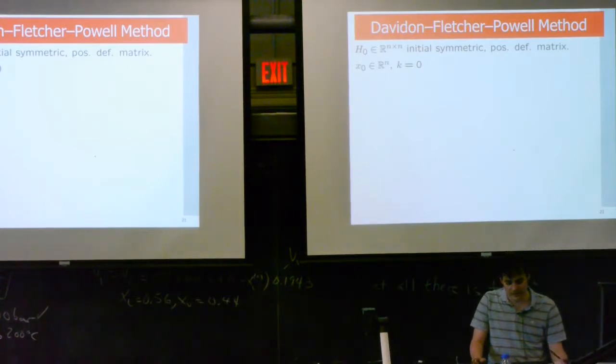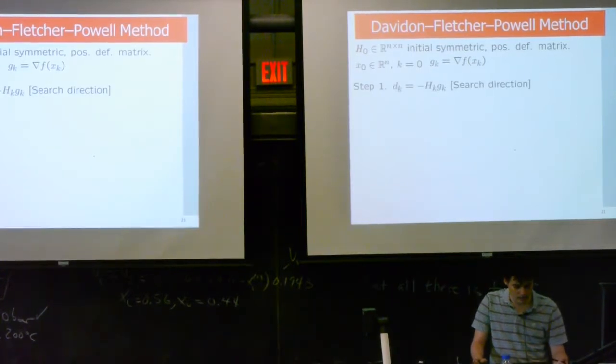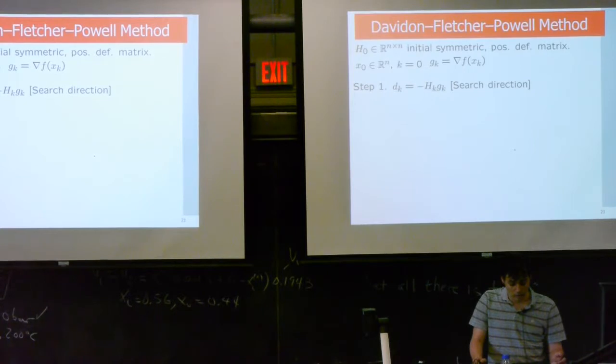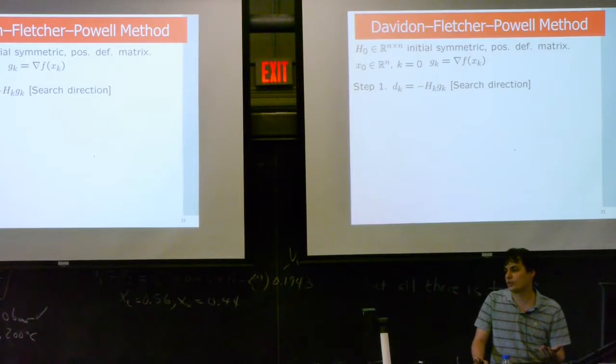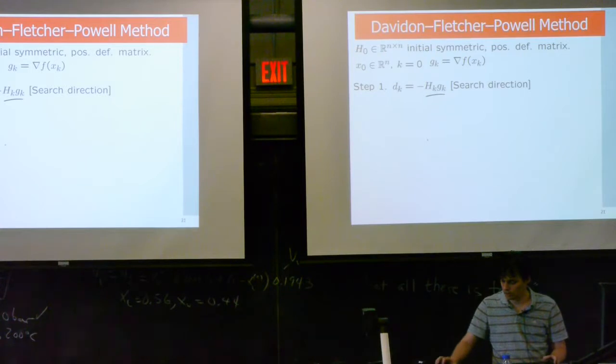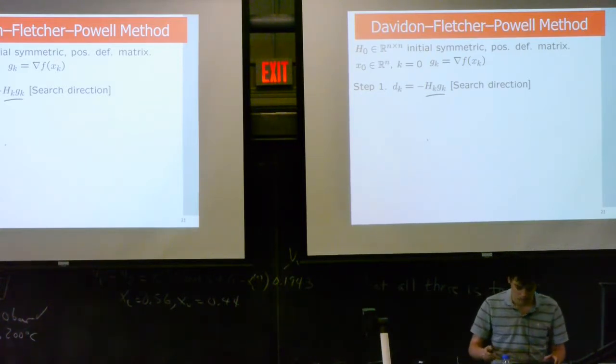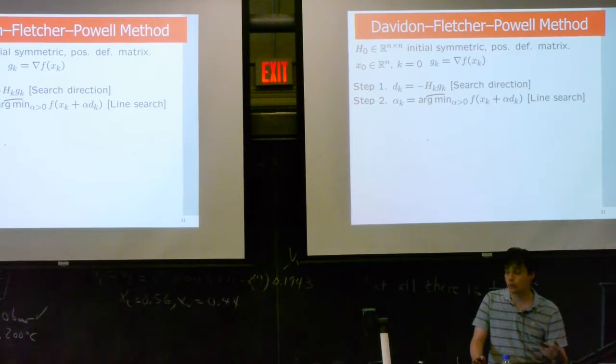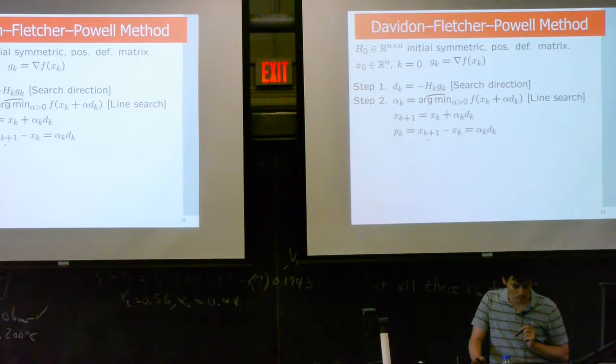H naught is an initial symmetric positive definite matrix. Gk is the gradient. You start from x naught. Step 1, you calculate the first direction. And the first direction is what you expect from the Newton method. It's the inverse of the Hessian multiplied by the gradient. Second step, you do a line search towards that direction. You update x to that direction.